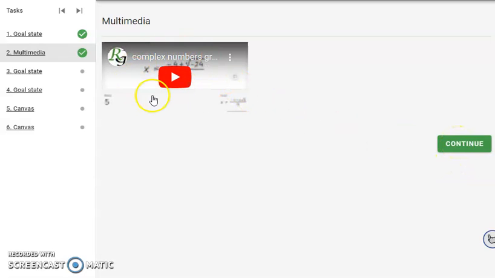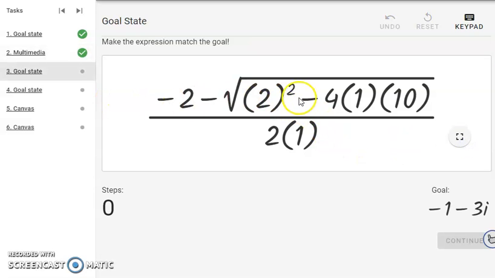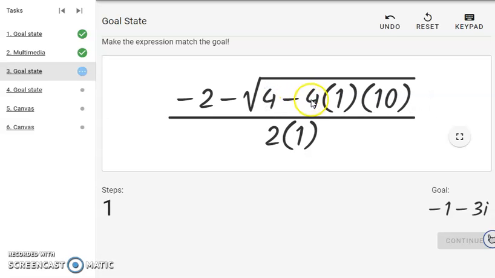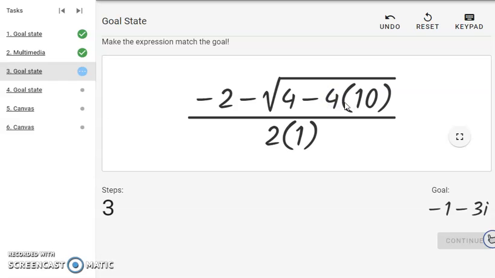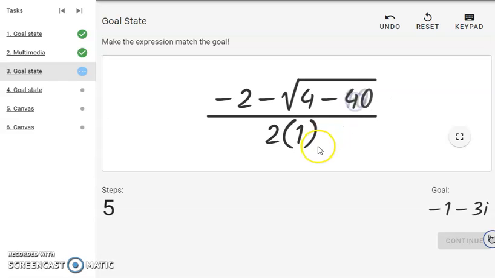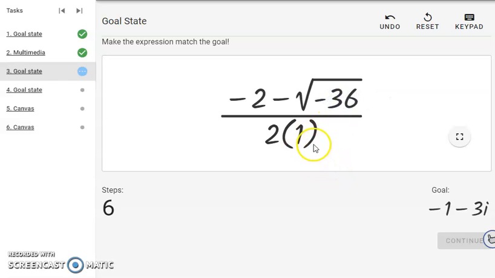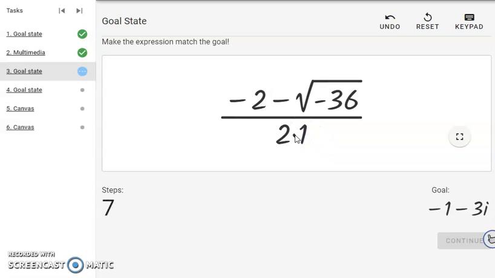Please watch the video. If you have not, I would recommend even going back and revisiting the video. For goal state, we're doing the same thing again, taking care of the exponent first, then the multiplication problem. Click on the parentheses to get rid of the parentheses. So we end up with a negative number here. In the denominator, we get 2 times 1, which is 2.